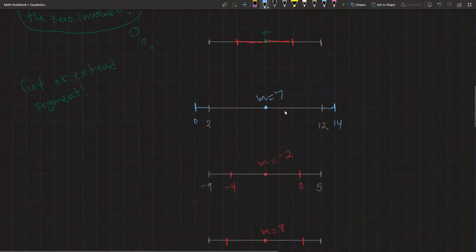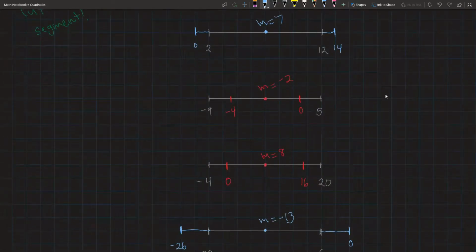How do we get the zero involved? That was the first one, and the answer was by cutting or extending the segment. My other main question, I guess I'll write in a different color. Another key question to think about is, how do we quickly get the other number associated with zero so that we don't have to draw this every time? Let me rephrase that here. How do we quickly get that number associated with zero?